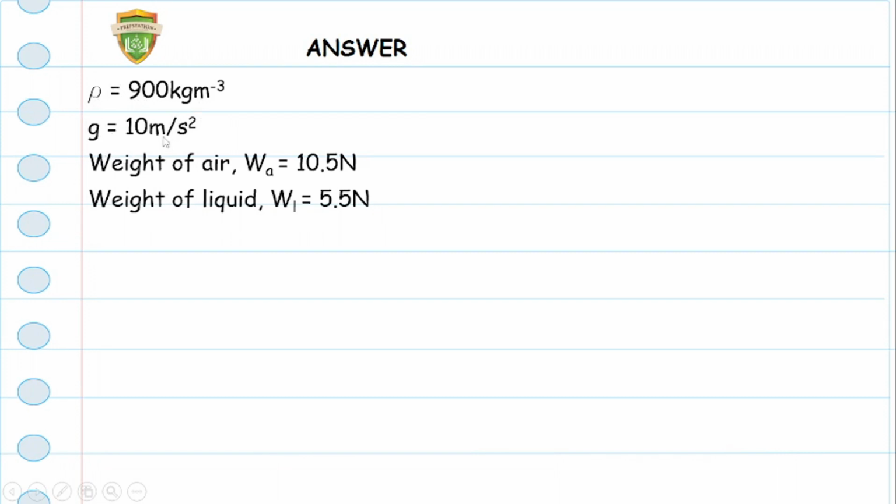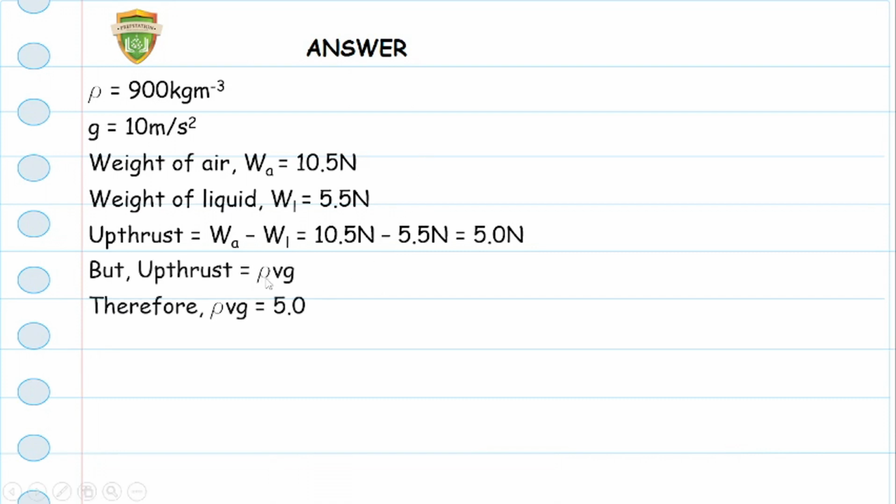Acceleration due to gravity was given as 10 meters per second square. The weight in air, which we are representing with W subscript A, is 10.5 newtons, and the weight in the liquid, which is represented with W subscript L, is 5.5 newtons. Now, the first thing we do is calculate the upthrust, and the upthrust can be calculated by subtracting the weight in the liquid from the weight in air. So that becomes 10.5 minus 5.5, which is 5 newtons.